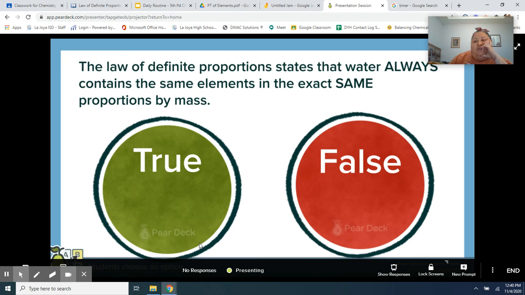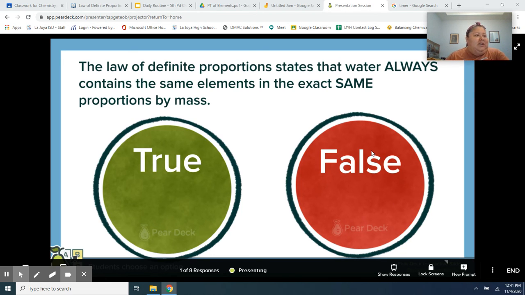All right, you have your first question here. The law of definite proportion states that water always contains the same elements in the exact same proportions by mass. True or false? All right, start answering, guys.